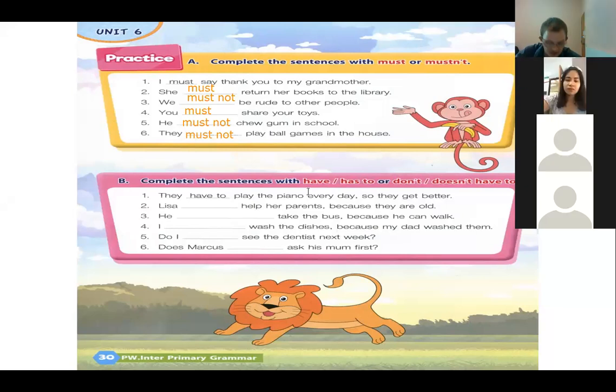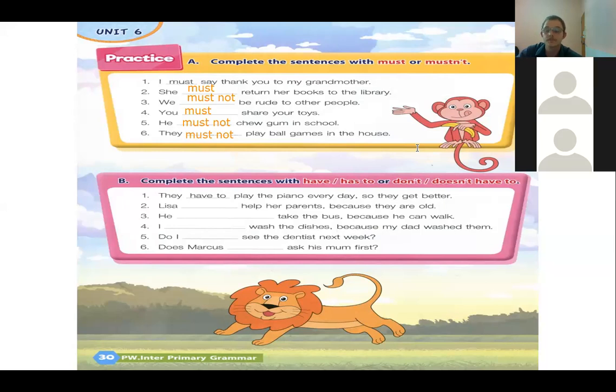Yes, Bloom, you want to say something? You want to answer number 2? Let's do number 2. Lisa help her parents because they are old. We study the same page. Last time it took you almost 30 minutes to figure out. We do the same page.